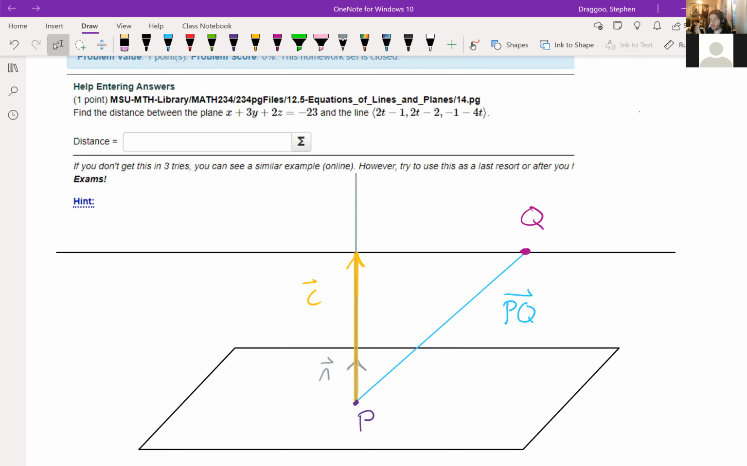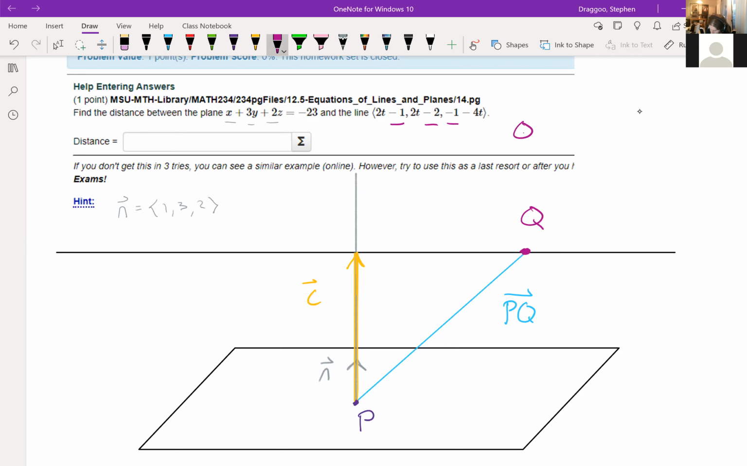So let's do this thing. If I were to go through and start finding some stuff, based on the previous question, we already know what that normal vector should be. It's the vector 1, 3, 2, right? I'm pulling that from the 1, 3, 2 right up there. I can also get a point on the line pretty easily because it's a parametric line. I can just pick out the point. It's here, here, and here.